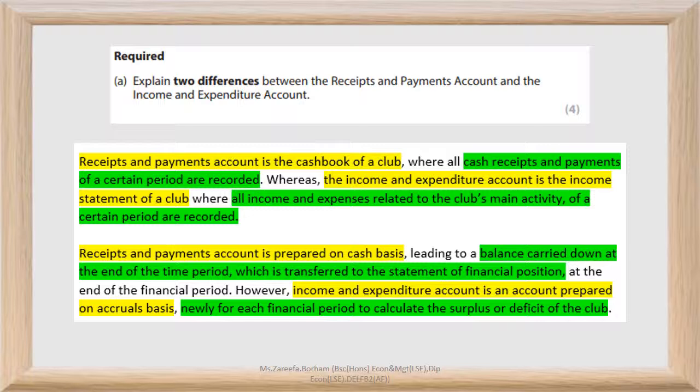Receipts and payments account is prepared on cash basis, leading to a balance carried down at the end of the time period, which is transferred to the statement of financial position at the end of the financial period. However, income and expenditure account is an account prepared on accruals basis, newly for each financial period, in order to calculate the surplus or deficit of the club. The yellow highlights in this case are the differences, whereas the green highlights are the explanatory points.